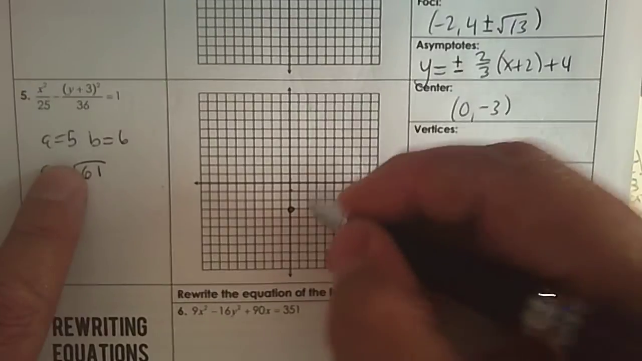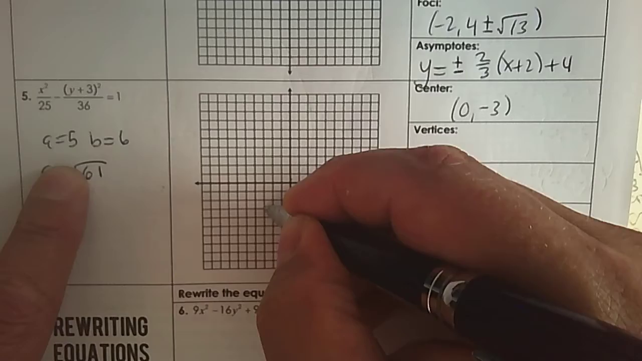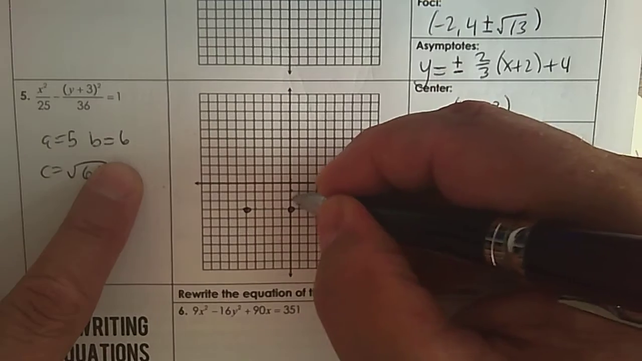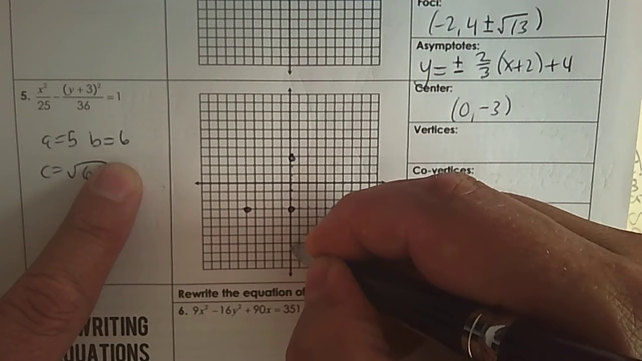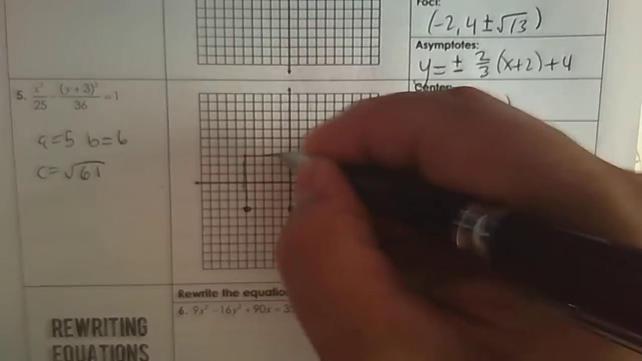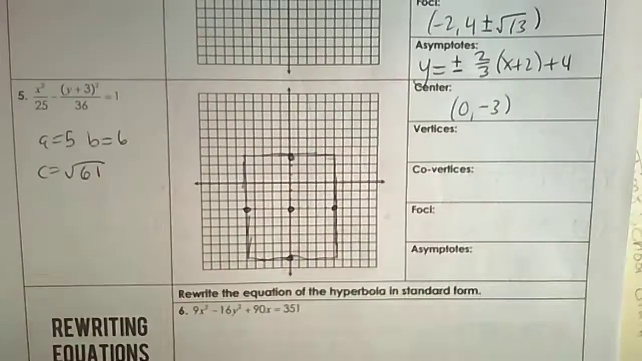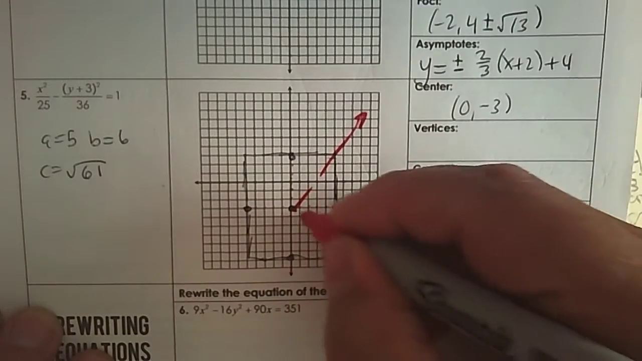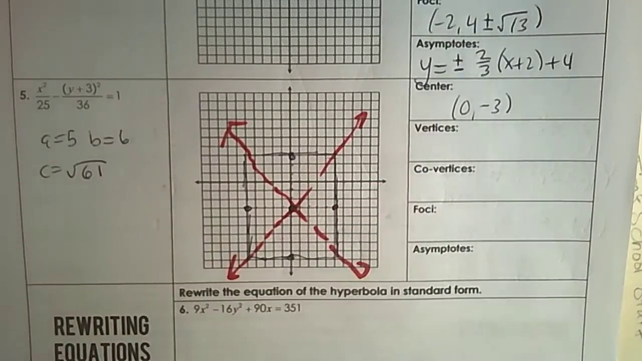Then from 0, -3, 5 to the right, 5 to the left, 6 up, 6 down, and then create your rectangle using those vertices. And now your asymptotes. So from the center through the corners. The center through the corner, center through the corner, center through the corner.